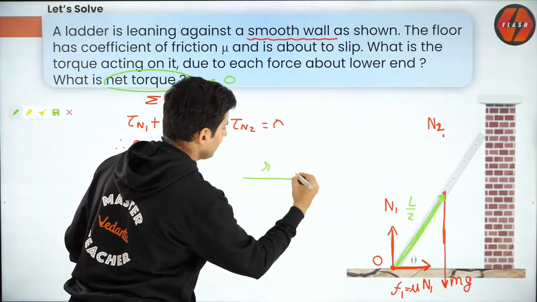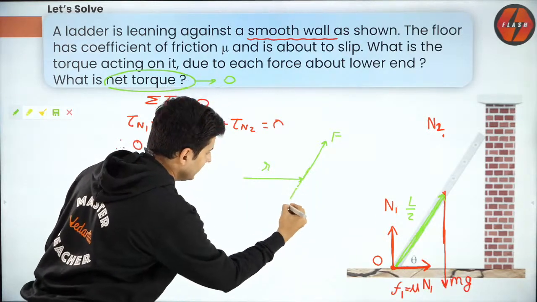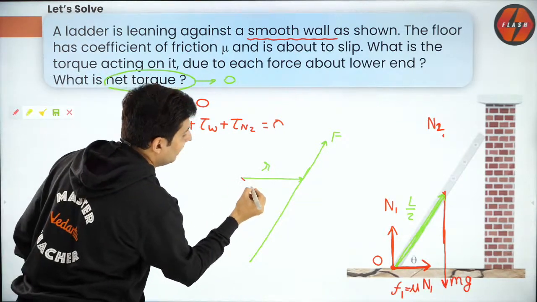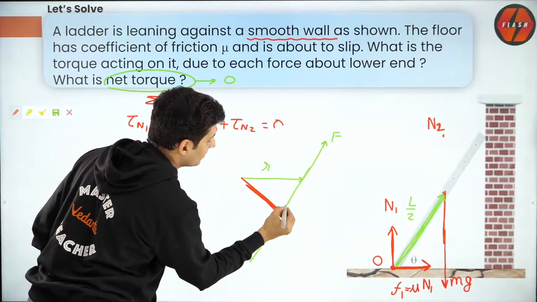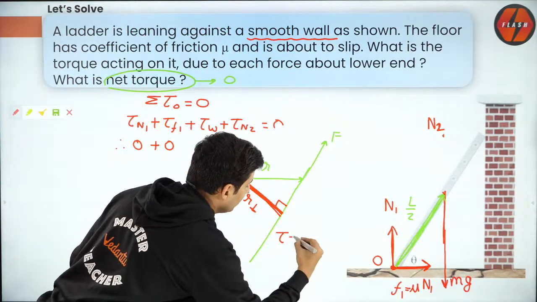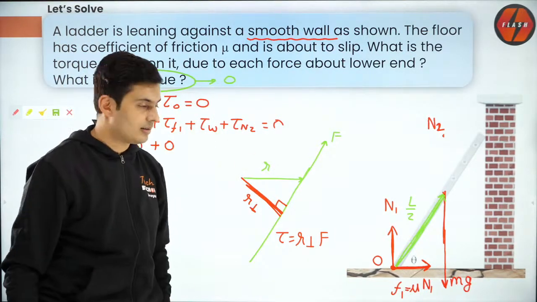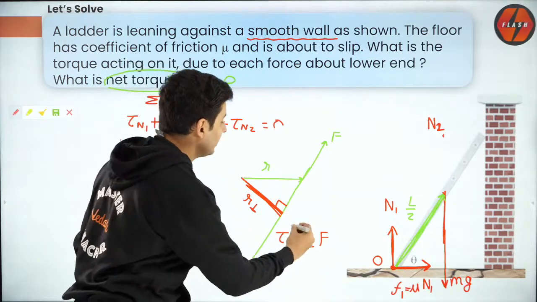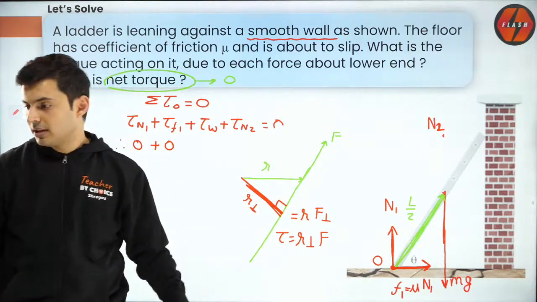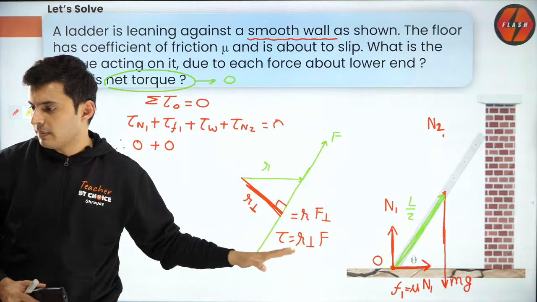If there is R and if there is force, don't split the force. In fact, extend the force. And then drop a perpendicular like this on that force. This I will call R perpendicular. The torque can also be written down as R perpendicular into force. Either way works. So torque is R perpendicular into F or R into F perpendicular. It will come out to be the same thing. Is that clear, everyone?